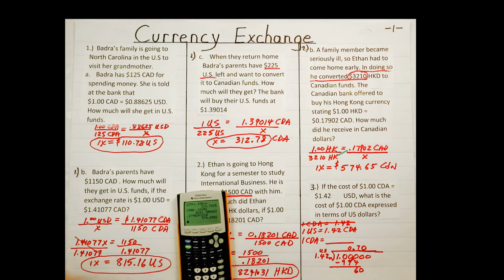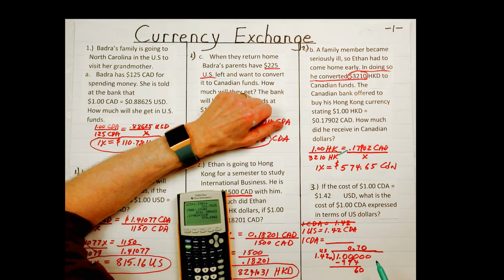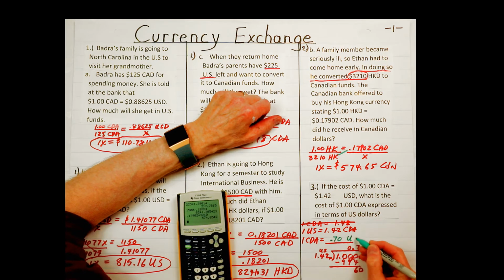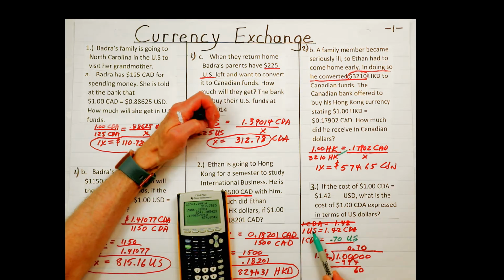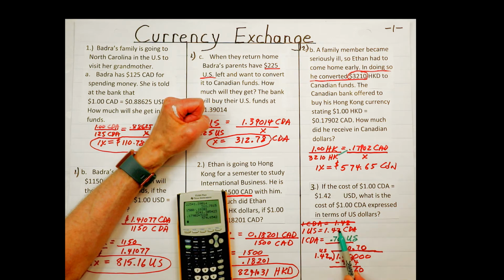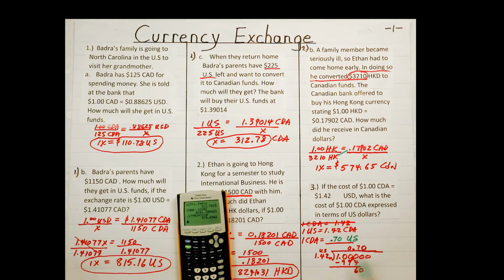And then we could go on, but I'm not going to take it any further than 2 decimal places. And then I'm going to show you how to do it on your calculator. So 1 Canadian dollar is equal to 0.70 or 70 cents US. 1 US dollar is worth $1.42 Canadian, and a Canadian dollar is equal to 70 cents US. And that's how you get it. There's always 2 ways to write it.